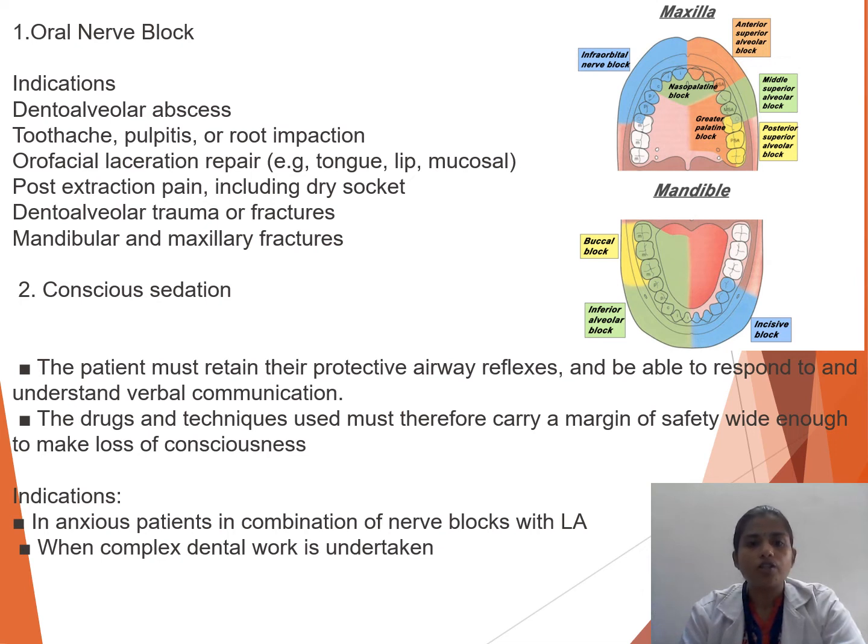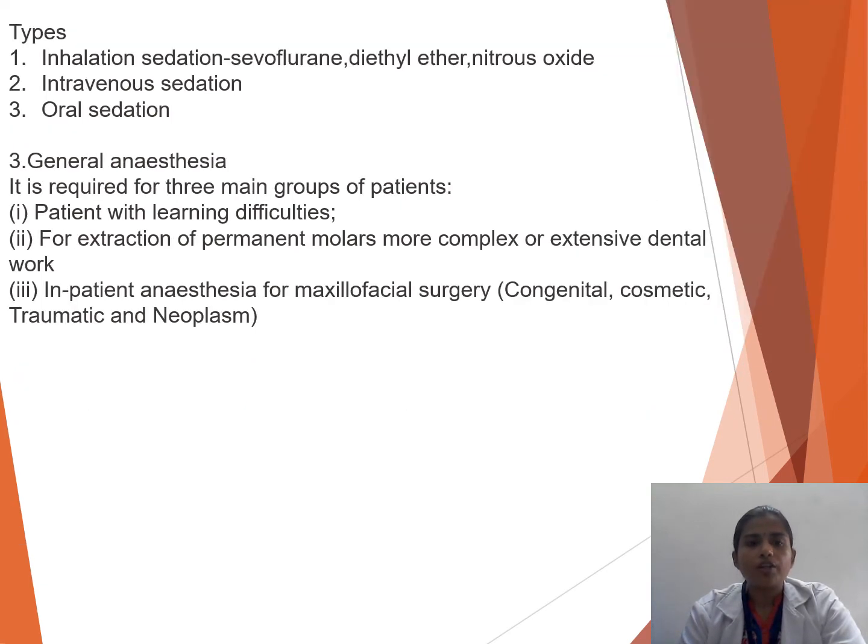Where conscious sedation is used, the patient must retain their protective airway reflexes and be able to respond to and understand verbal communication. The drugs and techniques used must therefore carry a margin of safety wide enough to make loss of consciousness unlikely. For example, in an anxious patient in combination with nerve blocks with local anesthesia when complex dental work is undertaken. Types of sedation: inhalation sedation, intravenous sedation, oral sedation. Next, we'll see about general anesthesia.